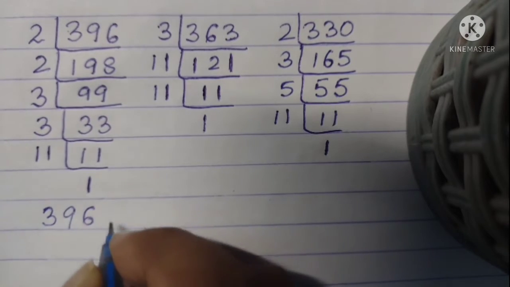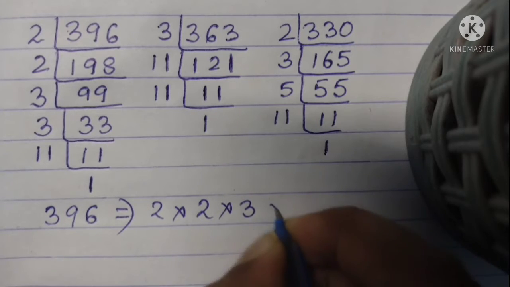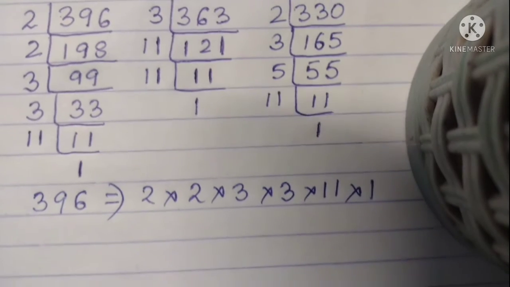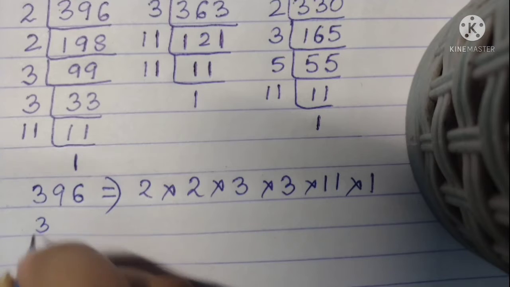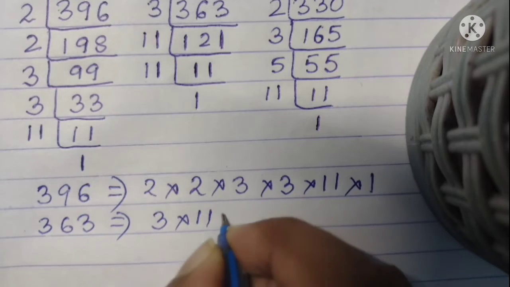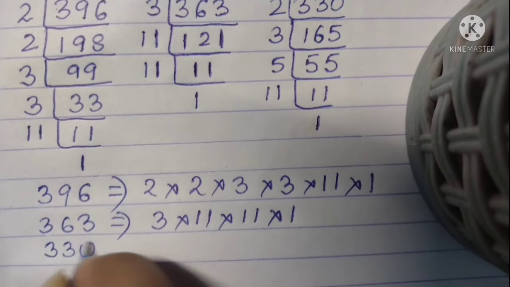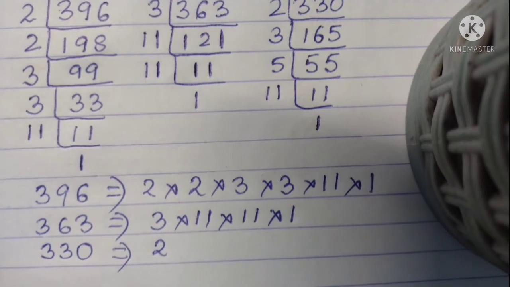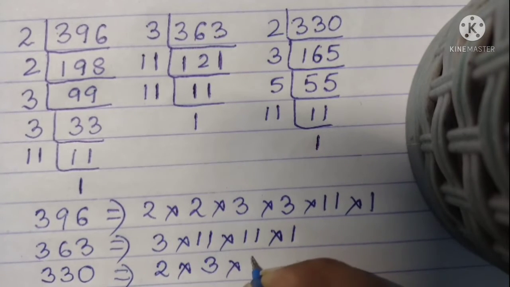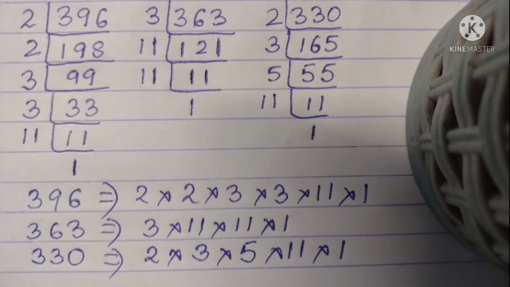So 396 can be written as 2 into 2 into 3 into 3 into 11 into 1. 363 can be written as 3 into 11 into 11 into 1. In the same way, 330 can be written as 2 into 3 into 5 into 11 into 1.